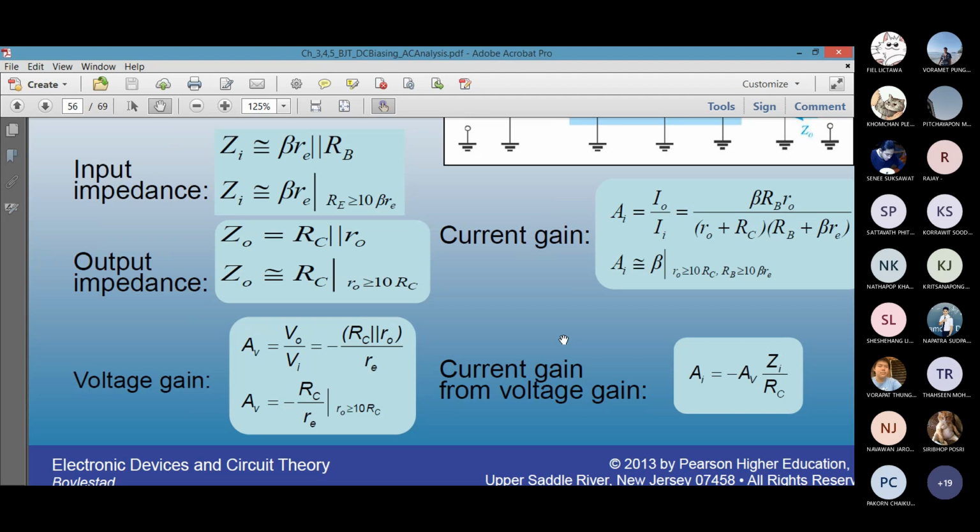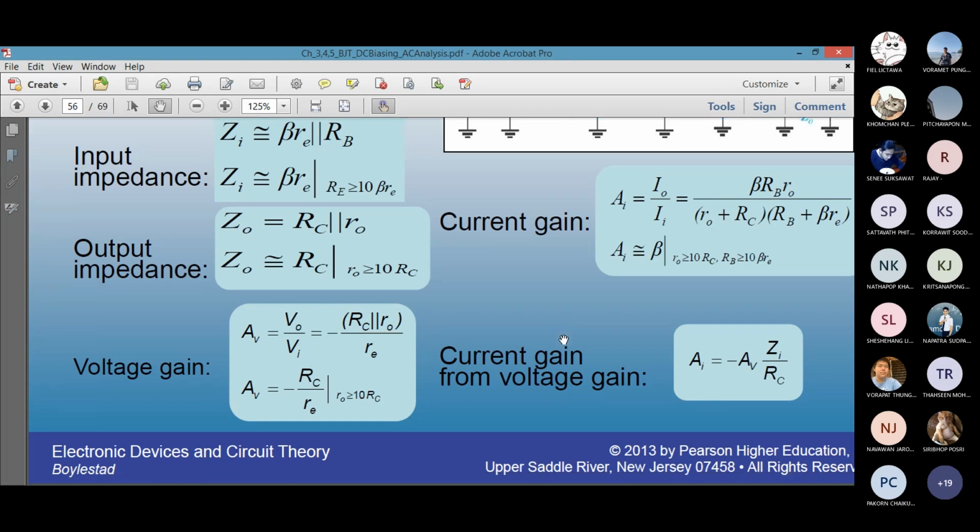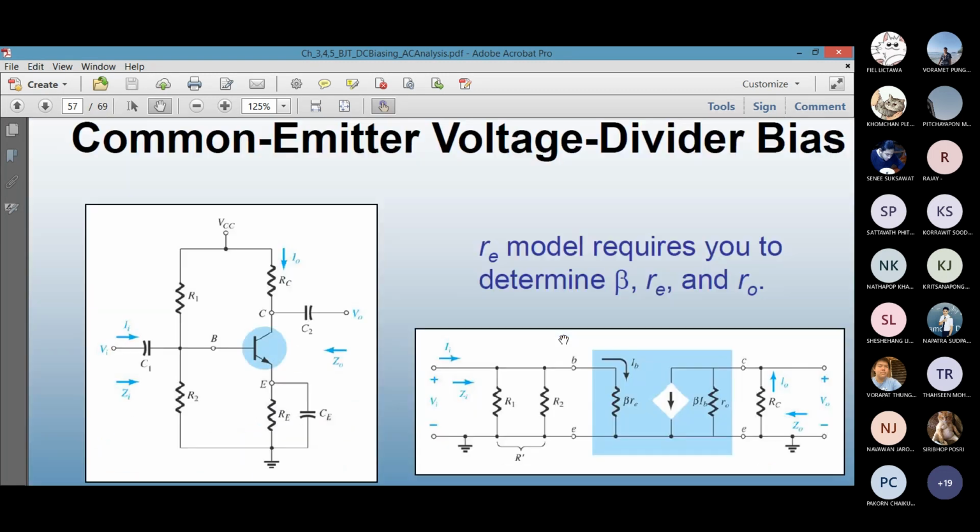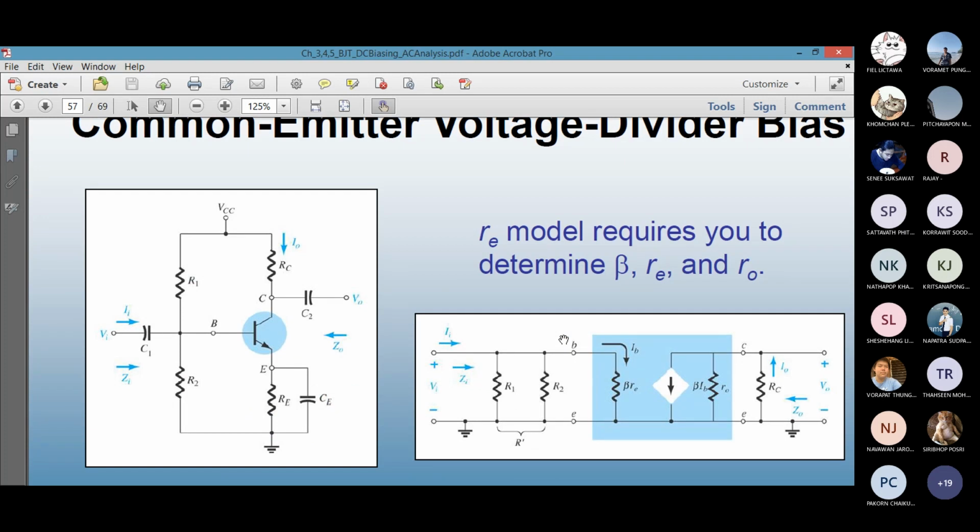JFET is a high input impedance amplifier. The input current is 0. We don't do output current versus input current. With the voltage divider, you do the same. Short the capacitor, kill the DC source.